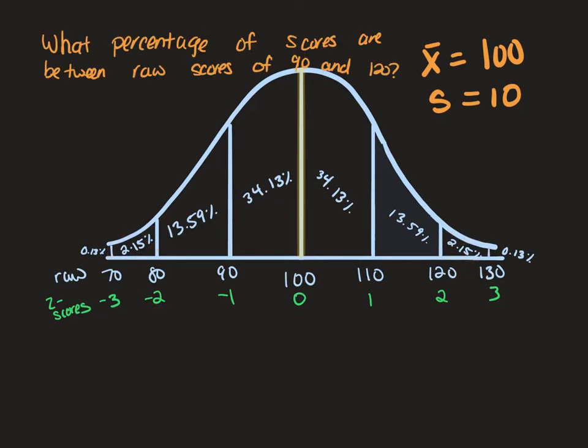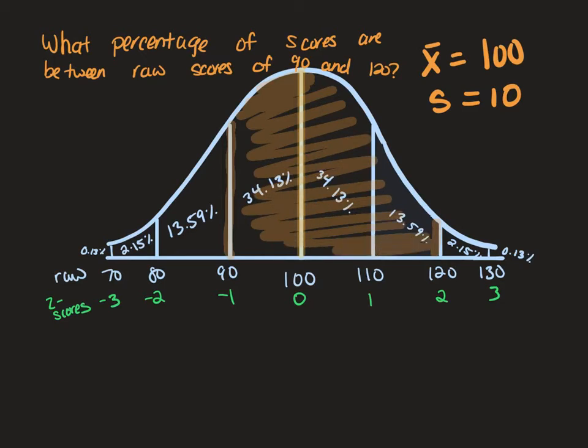Let's try a more complex one. Pause here and try to find what percentage of scores are between raw scores of 90 and 120. To do this, I recommend the 3-step method: sketch, shade, then draw. We've already sketched our curve, so let's shade the area we're interested in. We want to know the area that corresponds to a raw score from 90 to 120. So I'm looking for all of the area between those two numbers here on my graph.